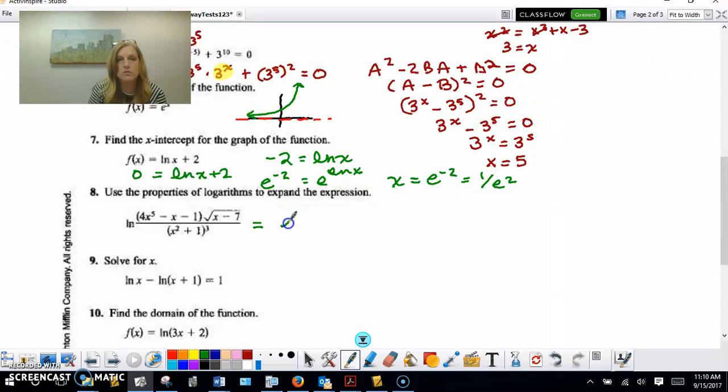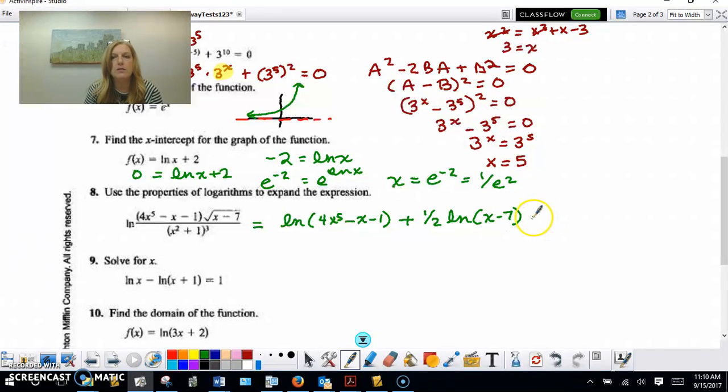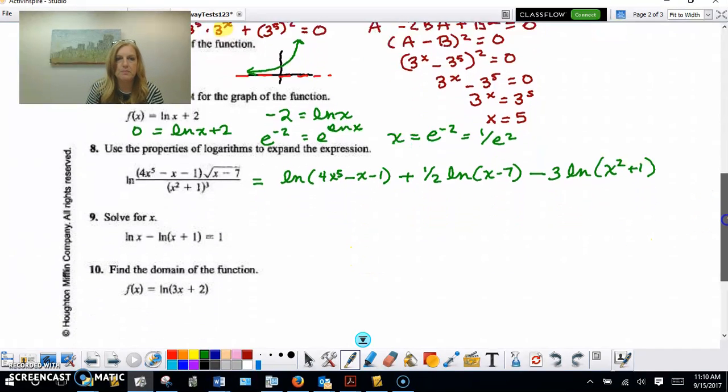So I would do, running through this, the natural log of the 4x to the 5th minus x minus 1 plus, bring your square root out as a 1/2 power, natural log of your x minus 7, and then pull out, you're going to subtract now because this is in the bottom, and that's a power 3. So pull your power out and then do natural log of x squared plus 1. And so you've expanded it by utilizing the 3 properties.